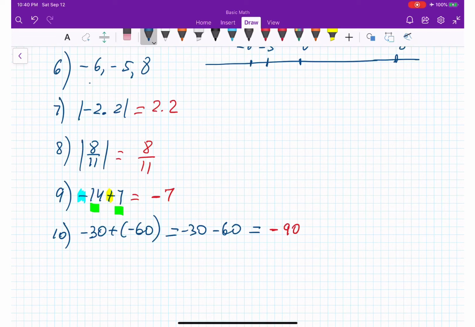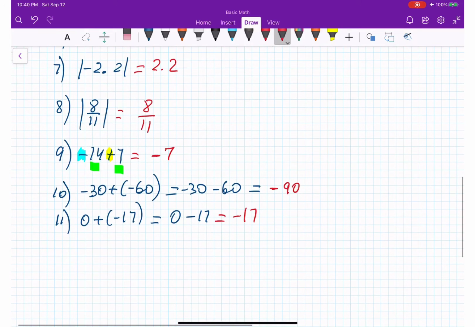Next one, 11. 0 plus negative 17. When you have plus and then negative, you can throw away that plus, which will be 0 minus 17, and there is nothing else to do. It's negative 17, obviously. Number 12.